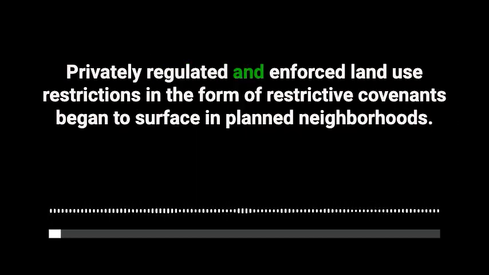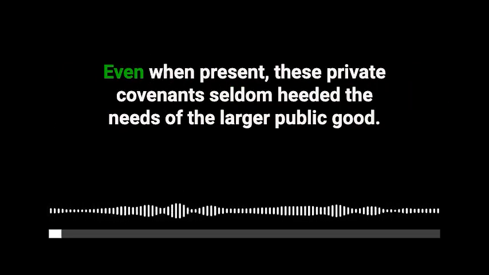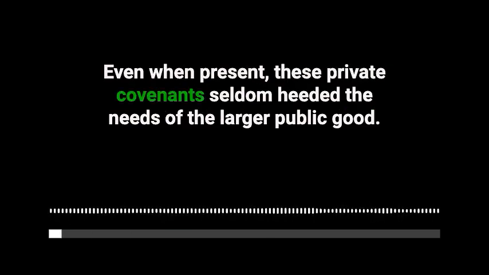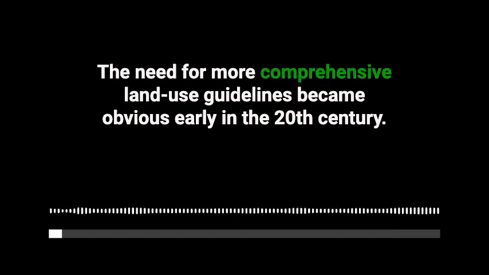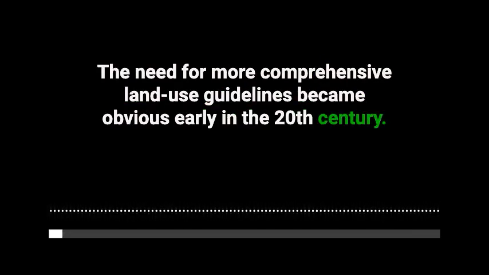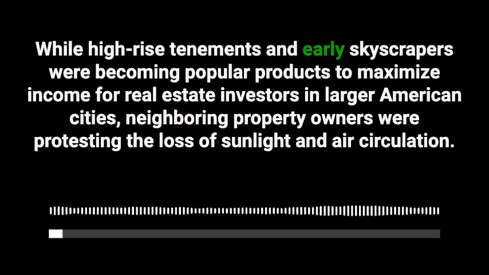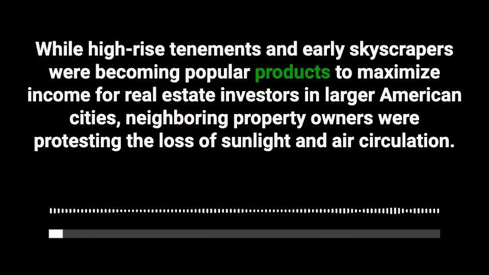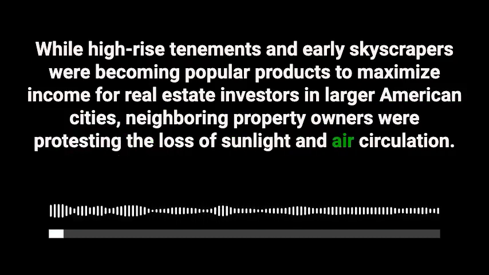Privately regulated and enforced land use restrictions in the form of restrictive covenants began to surface in planned neighborhoods. Even when present, these private covenants seldom heeded the needs of the larger public good. The need for more comprehensive land use guidelines became obvious early in the 20th century. While high-rise tenements and early skyscrapers were becoming popular products to maximize income for real estate investors in larger American cities, neighboring property owners were protesting the loss of sunlight and air circulation.